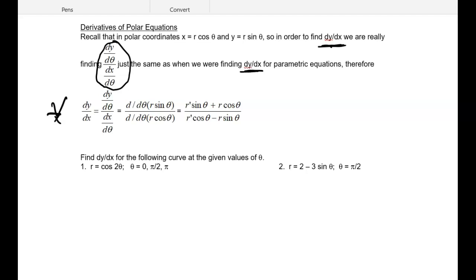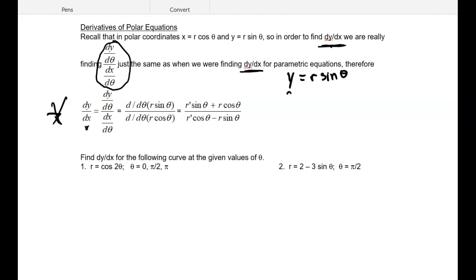Now, you'll see kind of an ugly little derivative formula here. But all this dy/dx is really telling us to do is take the derivative of y divided by the derivative of x: dy d theta divided by dx d theta. If you want to remember this formula, that's fine. But what's really happening here is we are taking the derivative. So let me rewrite y here. We know y is equal to r sine of theta.